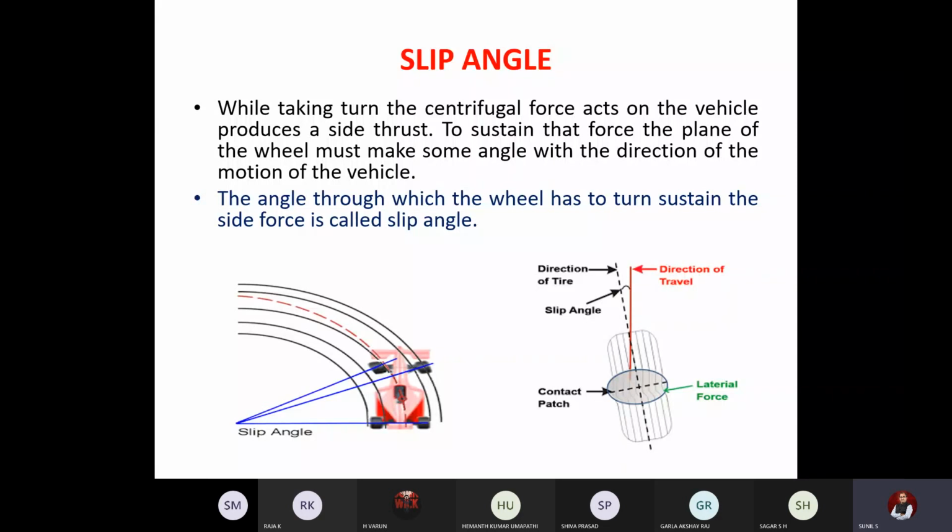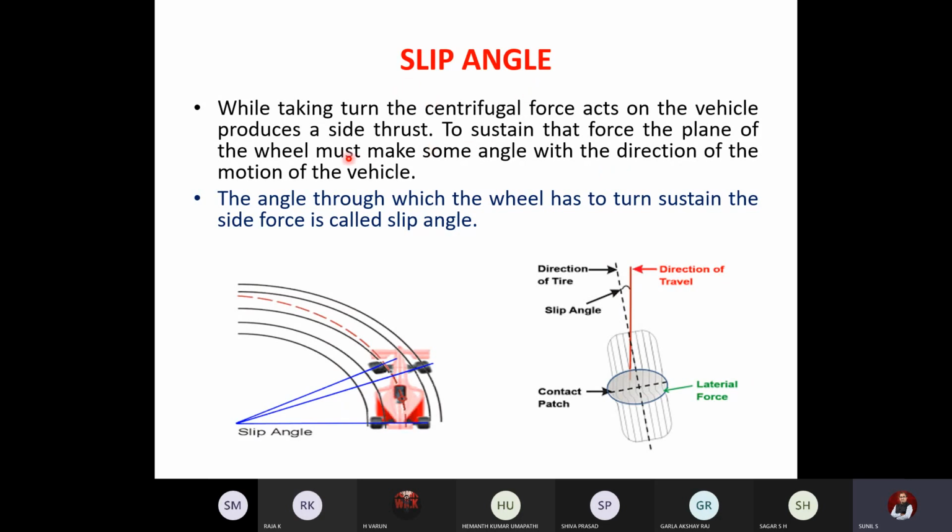See, while taking the turn, you can see in this first sketch. When the vehicle is taking a turn, the centrifugal force acts on the vehicle. It produces a side thrust. It will pull the vehicle towards one side. To sustain that force, the plane of the wheel must make some angle with the direction of motion of the vehicle. This angle is called the slip angle.